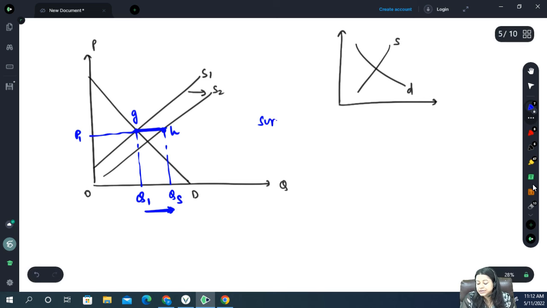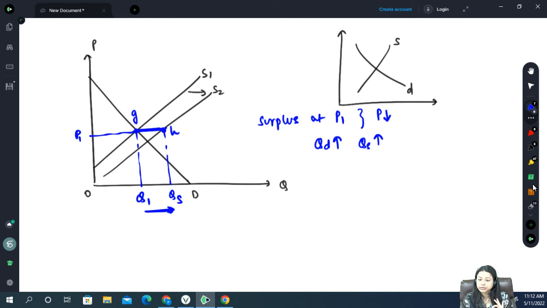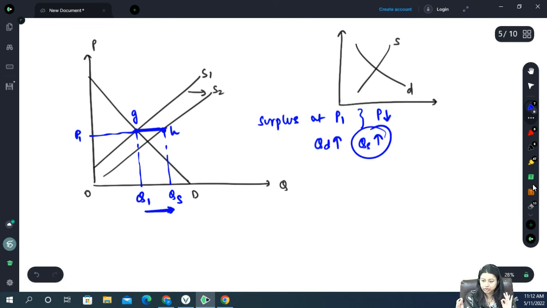Now since there is a surplus in the market at price P1, it will lead to what? A change in price. Price will fall. Quantity demanded will increase, and quantity supplied will decrease, as we move along the curve. So we will reach this particular position, and as quantity demanded was increasing, we reach this new equilibrium at P and Q. So price has decreased and the equilibrium quantity has increased.